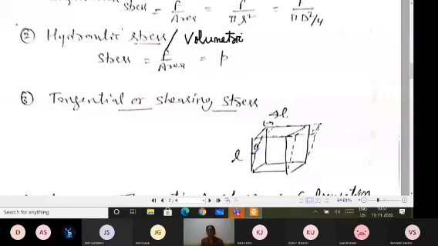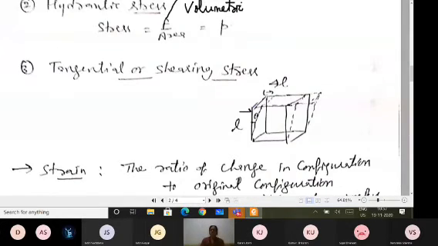And when I'm applying the stress, then I'm bringing the change in the configuration of the body. So now if I take the ratio of the change in configuration to the original configuration, that is a new quantity with you, which is termed as strain. Strain is the new physical quantity with you. Change in configuration to the original configuration, that is termed as strain.